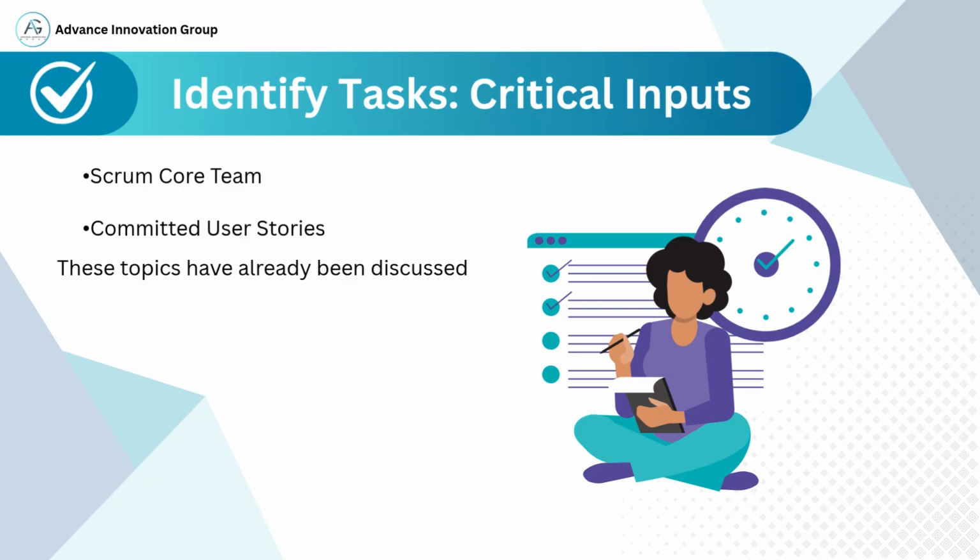Since both the Scrum Core team and committed user stories have already been discussed in detail, we now build upon that understanding by using these inputs to generate a clear and actionable task list during sprint planning.